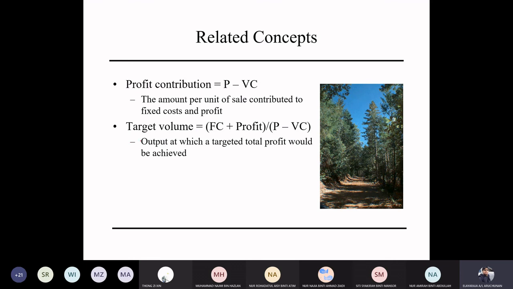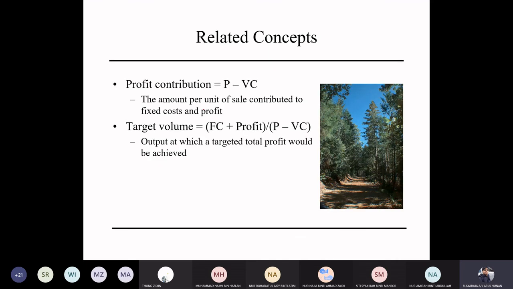Then the target volume is usually expressed as fixed cost plus the profit, over your price minus the variable cost. This is the output at which the targeted total profit would be achieved.